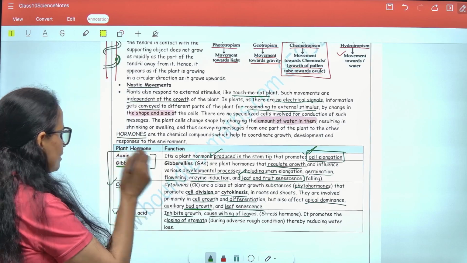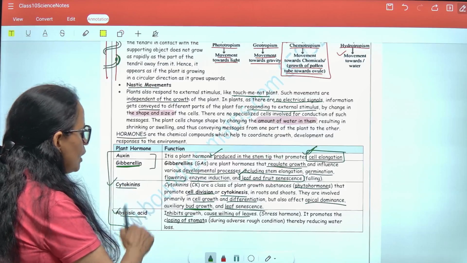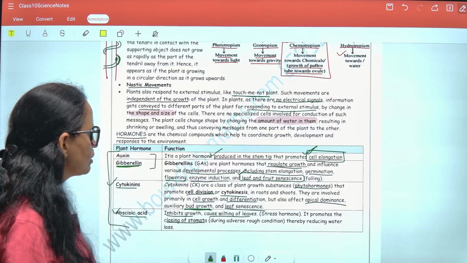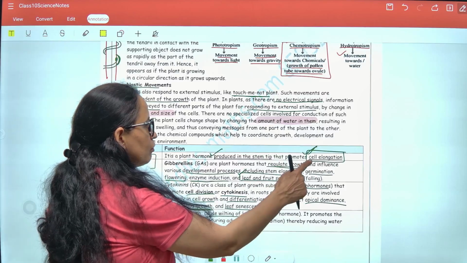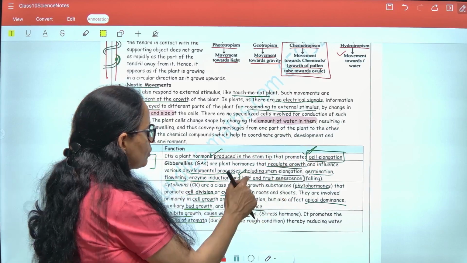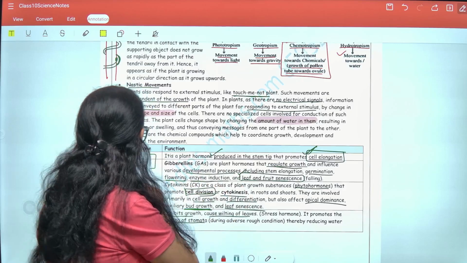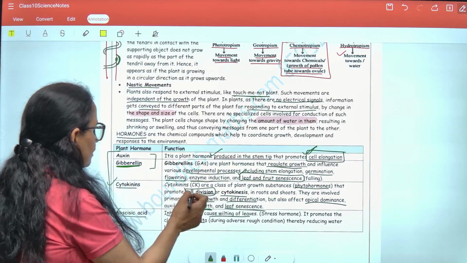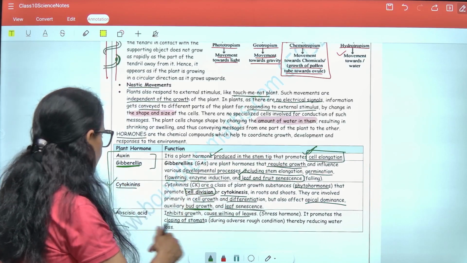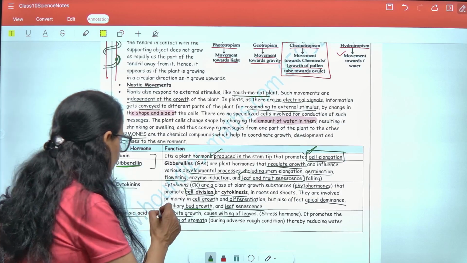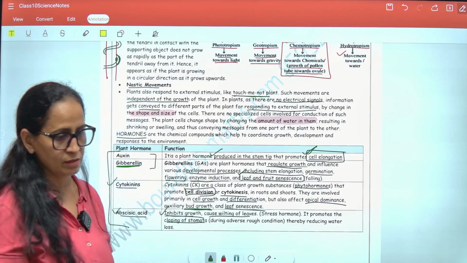You should know the function of each hormone in plants so that you can attempt the questions properly. And I have already told you the keywords: cell elongation, leaf and fruit senescence, then cell division. Cell division is cytokinin, both starting with C. Abscisic acid is the only hormone that inhibits growth in plants.